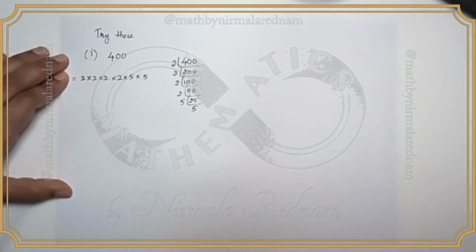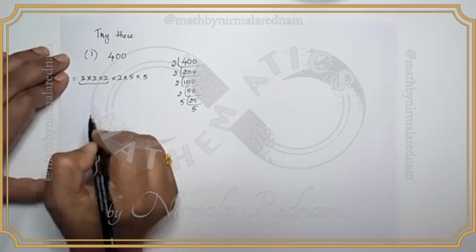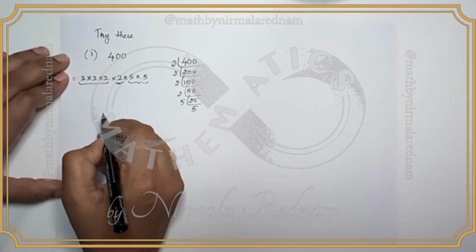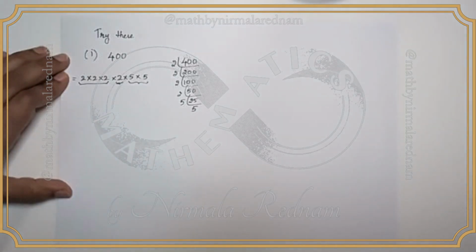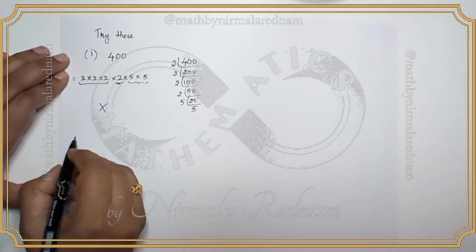Now I need to try and group them as groups of 3, right? So you can see that this group is fine, but here I cannot group this or this. So the answer to the question, what are they asking? Which of the following are perfect cubes? So clearly this is not a perfect cube. 400 is not a perfect cube. So you're not going to mention this as a perfect cube.